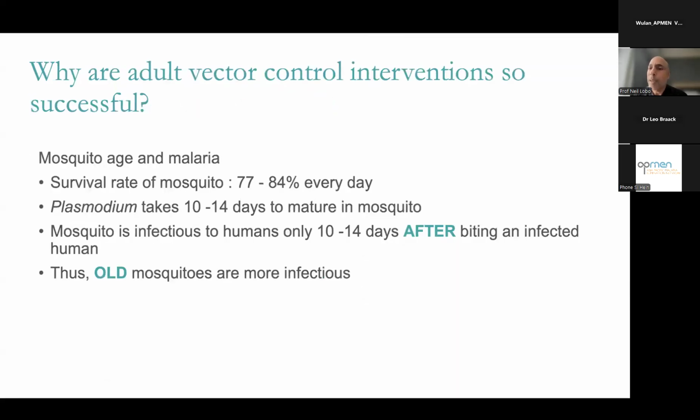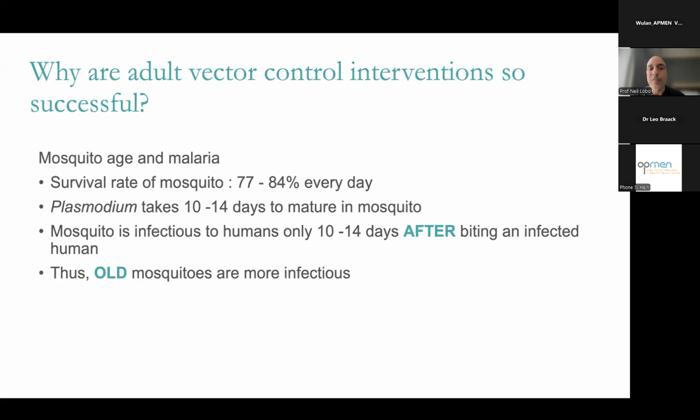So the main question now, this is an important concept to me: why are vector control interventions so important, right? And weirdly, it's not because they just kill mosquitoes. It's because of mosquito age and malaria. Now, if you think about it, the death rate in humans is really high when we're little children and when we're really old. However, in mosquitoes, it remains about constant every day. About the same proportion survive every day from a cohort of mosquitoes, and it's about 80%.